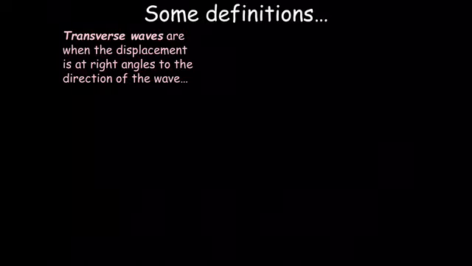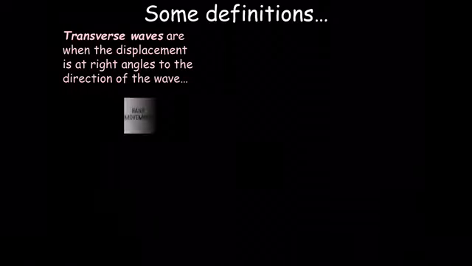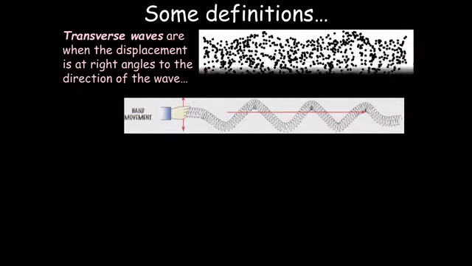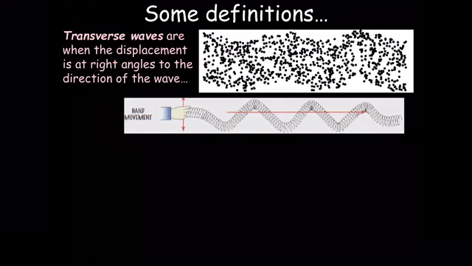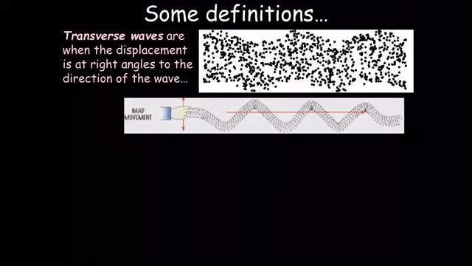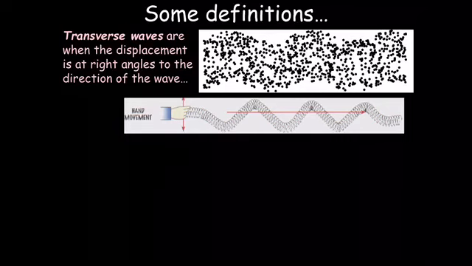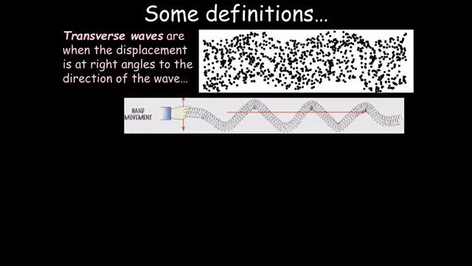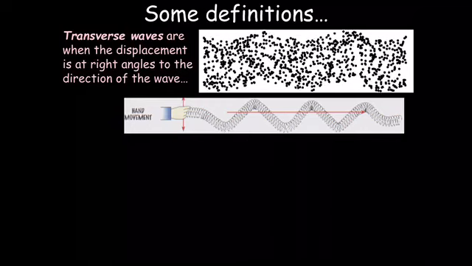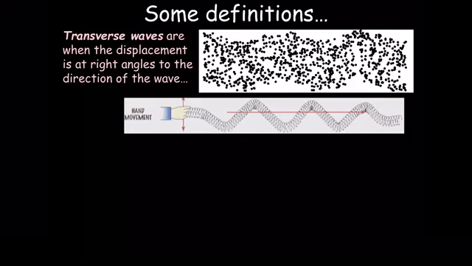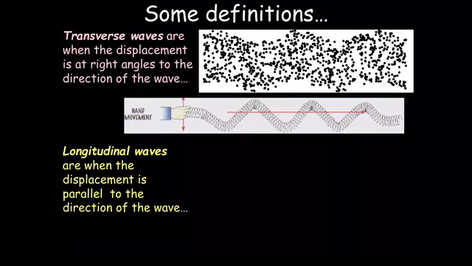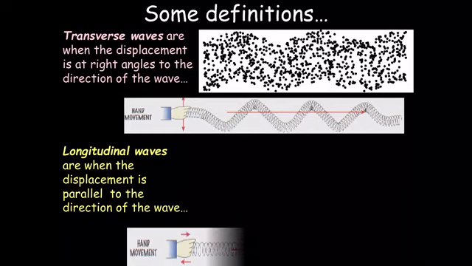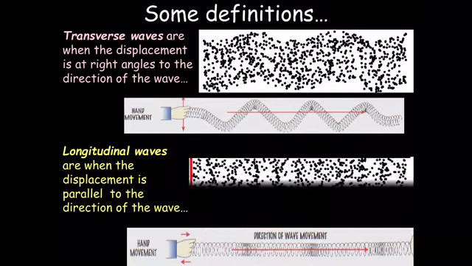What is a transverse wave? Now, most waves we're going to deal with are transverse. Their motion is at 90 degrees to their direction of propagation. You see the motion of the individual particles, the oscillation of the wave. So, transverse waves are when the displacement is at right angles to the direction of the wave. Whereas a longitudinal wave, it's a long word, you're going to have to learn, is in the same direction as the wave.